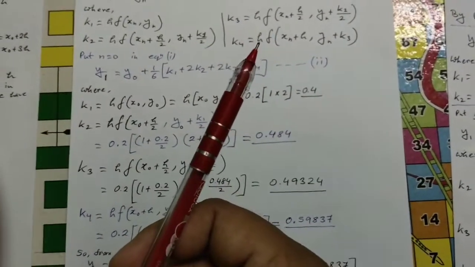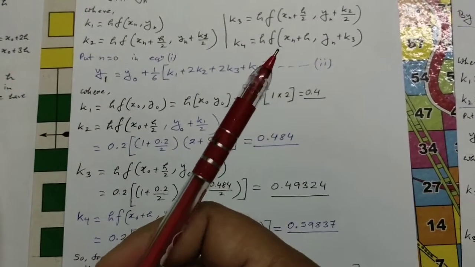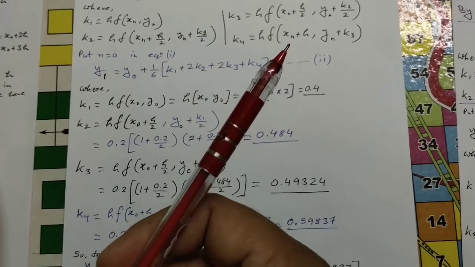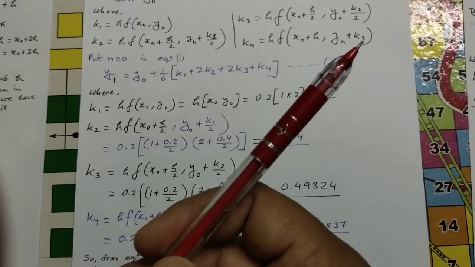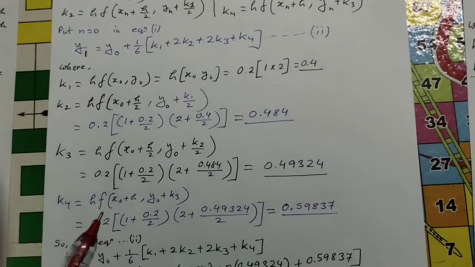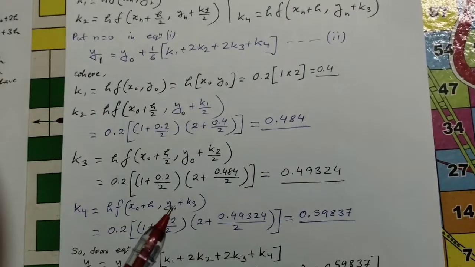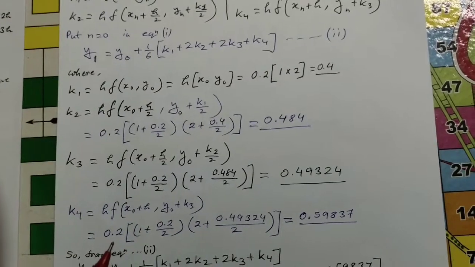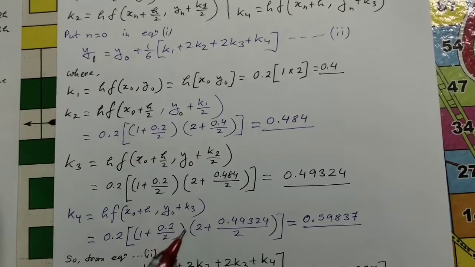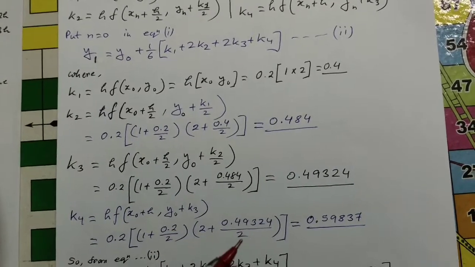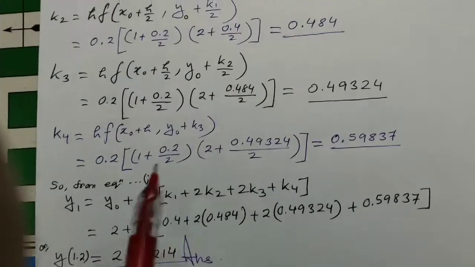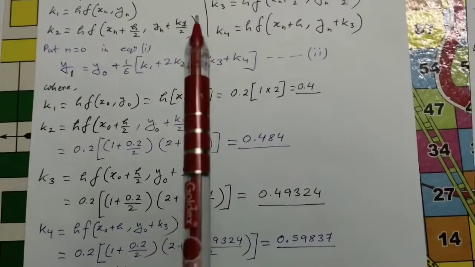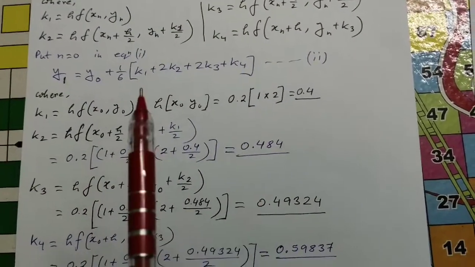Now k4. What will be the value of k4? Similarly, we have to put all the values here. Putting n equals 0, k4 will become h f of (x0 plus h, y0 plus k3), right? So k4 equals 0.2 into (1 plus 0.2) into (2 plus 0.49324 by 2), which equals 0.59834, right?